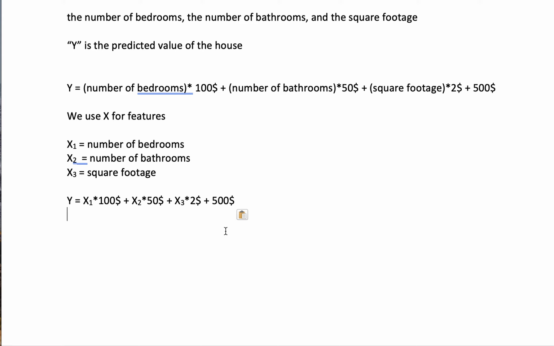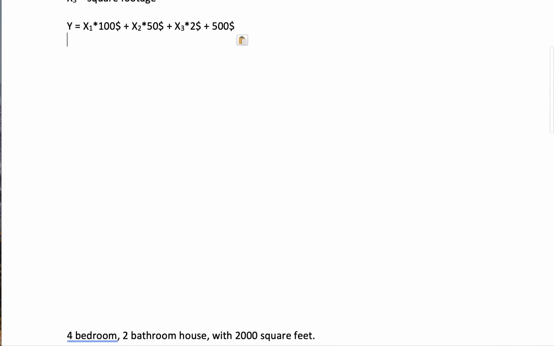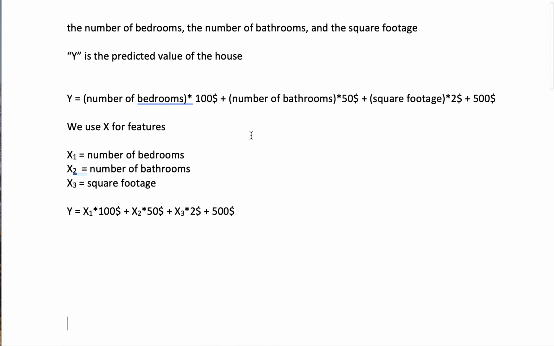So now we have y, which is the predicted value, is x1, where x1 is just literally the number of bedrooms. So again, from our previous example, if we had a 4-bedroom, 2-bathroom house, we could plug 4 in place of x1, 2 in place of x2, and 2,000 in place of x3. And we would be able to do the same calculations that we did before. So all we did here was replace words with letters.